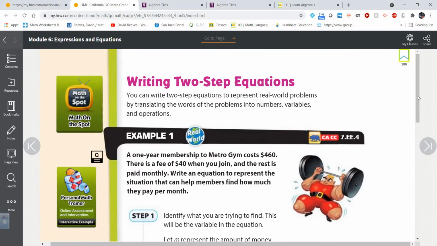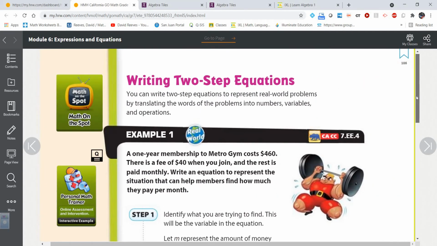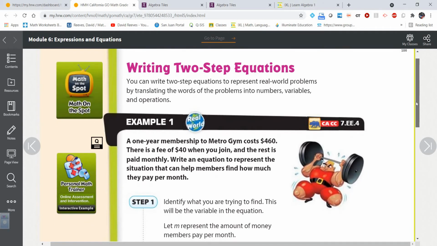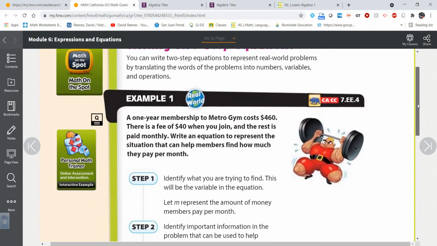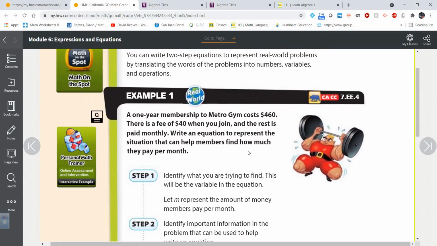All right, so sometimes the easiest way to learn is just to look at some problems. It says here you can write two-step equations to represent real-world problems, translating the words of the problems into numbers, variables, and operations. So what we have to do is learn to take the information from the words and turn them into numbers, variables, and operations.